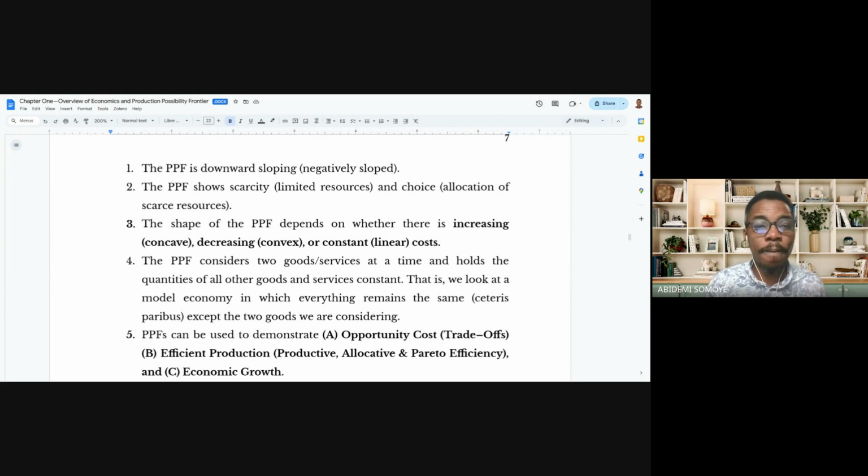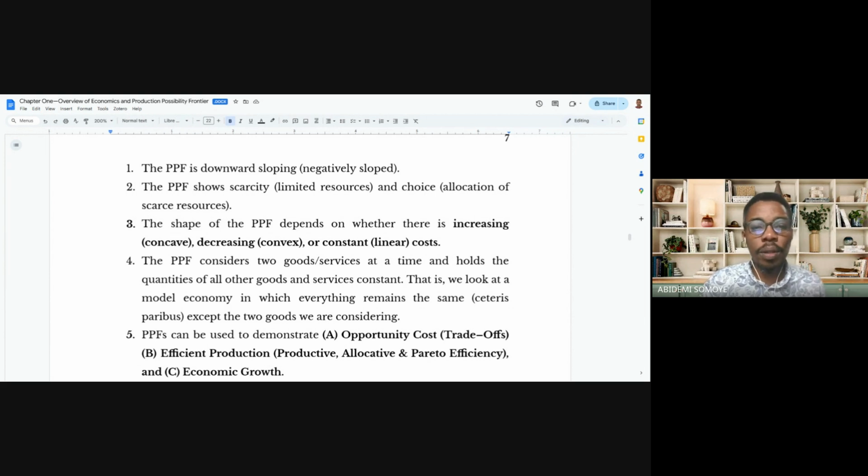Number three, the shape of the PPF depends on whether there is increasing, decreasing, or constant cost. All right. So I'm going to take that much later. Okay. Very soon. So increasing means increasing opportunity cost, which is concave to the origin. Decreasing means decreasing opportunity cost, which is convex to the origin. Constant means linear, which is a straight line.